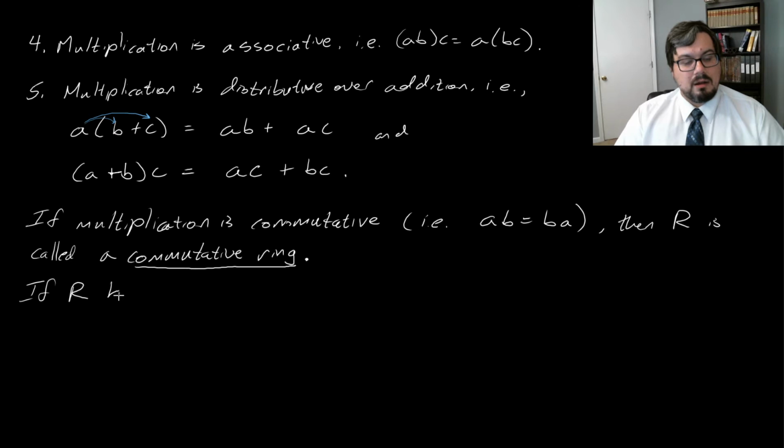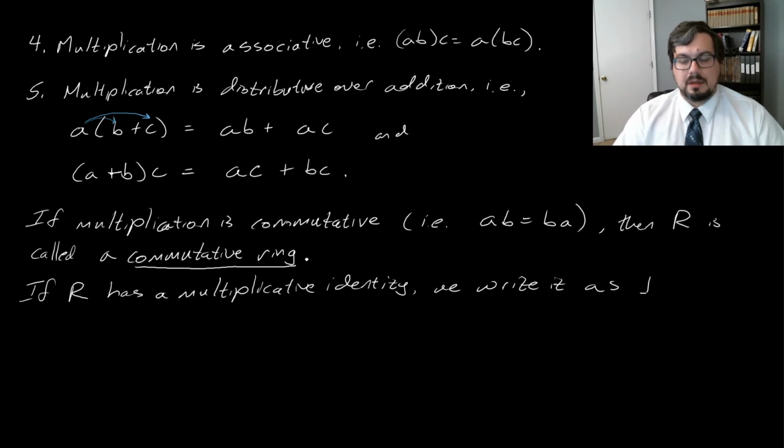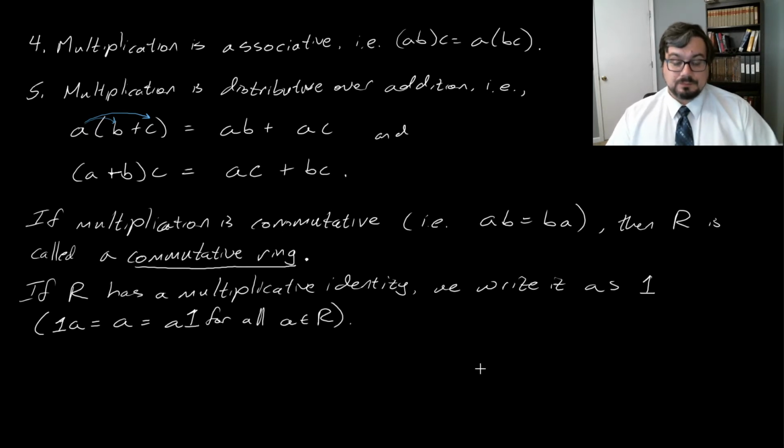If the ring R has a multiplicative identity, we write it as 1. That is to say, 1 times A is equal to A, which is equal to A times 1 for all elements A in R. So sometimes the operation of multiplication will have an identity. In fact, in many cases that we care about, a ring will have an identity.